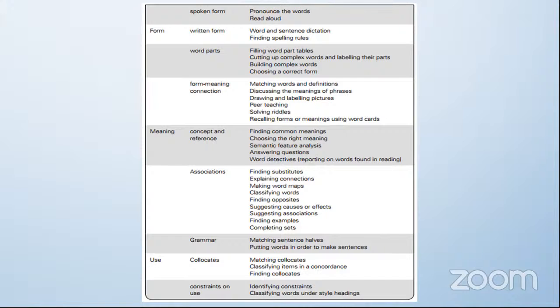If we talk about meaning, it can be concept and reference, such as finding common meanings and choosing the right meaning, and associations, such as finding substitutes, classifying words, and so on. And as for use, all the materials can be divided into grammar, collocates, and constraints on use. We can see some examples. For collocates, we can use matching collocates, classifying items, concordance, and finding collocates. As for constraints on use, we can use identifying constraints, classifying words under style headings, and plenty of other activities, which we can see in our chart.